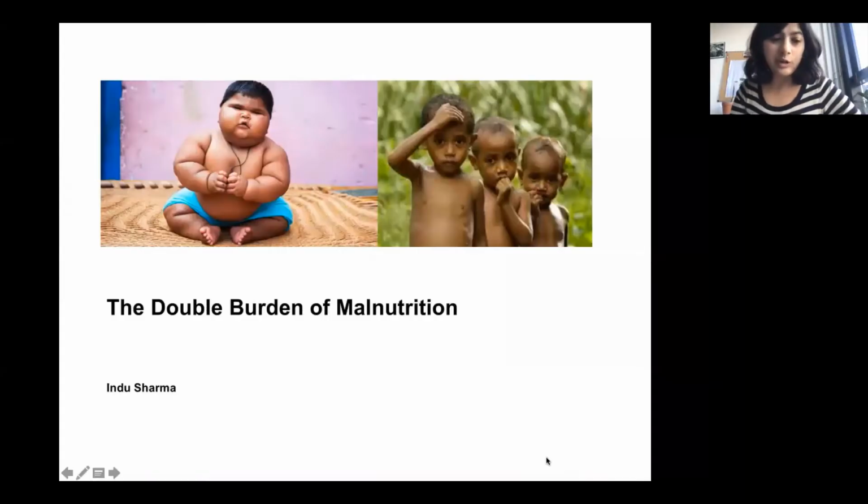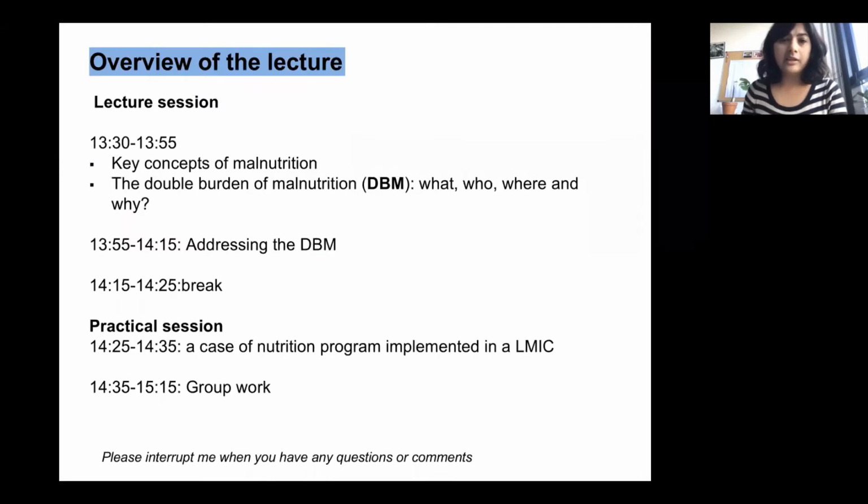As Sergio said, I'll be talking about the double burden of malnutrition for the next 1 hour and 45 minutes. Basically, there will be two different sections. In the first section, I'll be talking about a lot of concepts and theories. And the other one will be the practical session, which I think you'll find interesting because we will want you to work through 4 different cases in lower and middle income countries and how you will be addressing those cases. So please, if you have any questions, just interrupt me.